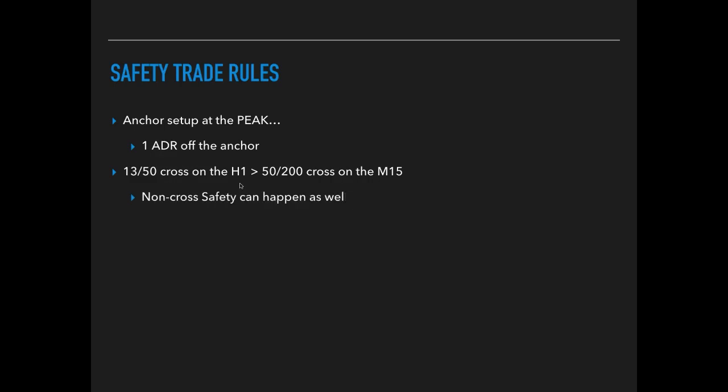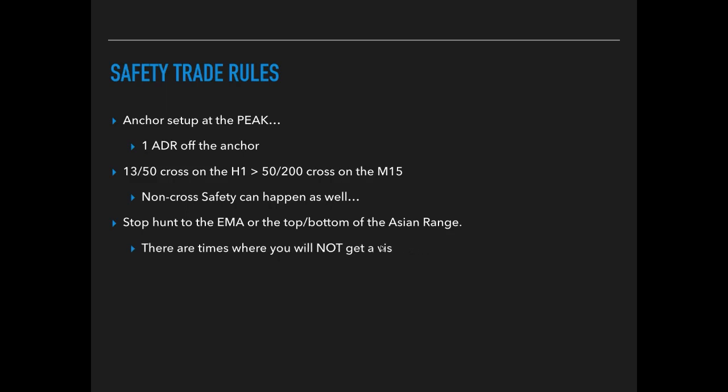But there's also cases where the EMAs don't cross and you get a non-cross safety. That can happen as well. Okay, what you want to see also is a stop hunt to the EMA or the top or the bottom of the Asian range, a nice visible stop hunt. Okay, but there are times where you will not get a visible stop hunt. So those are nice straightaway trades that just take off. Okay, and sometimes you get them and sometimes you won't. But if you're expecting it, that's the only way you're going to get those trades.